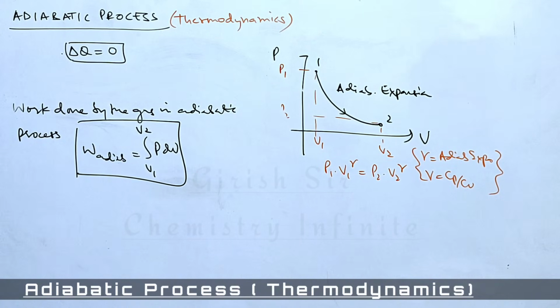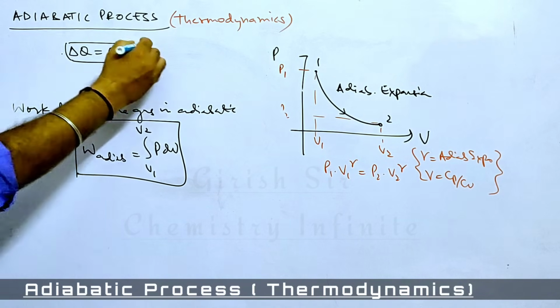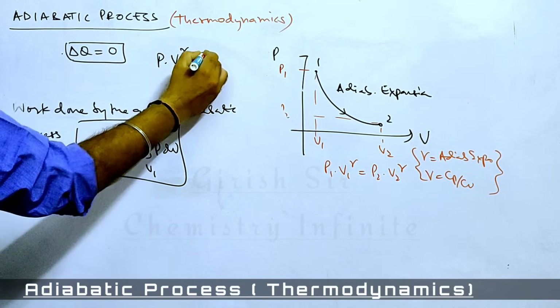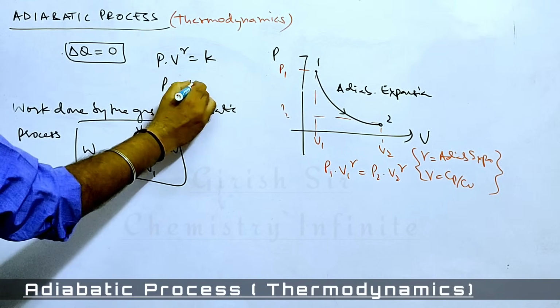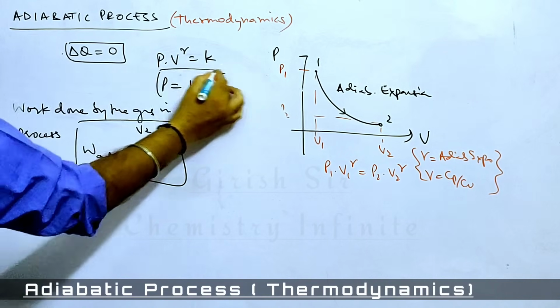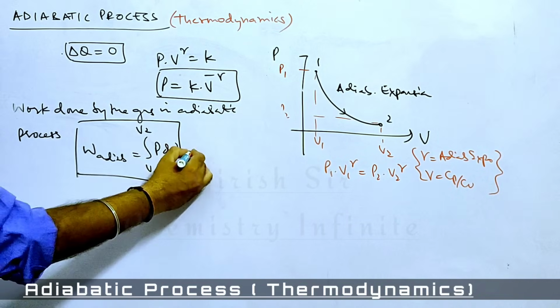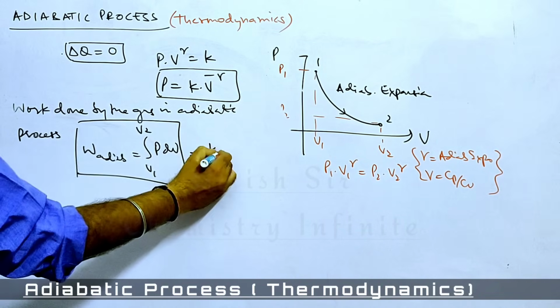I hope everyone knows to evaluate work done. This is the expression we use, integral P dV from initial state to the final state. In this process, adiabatic process, P into V raised to gamma is constant, say K. So P can be written as K into V to the power minus gamma. So in this integral, I'll replace this pressure with this expression.